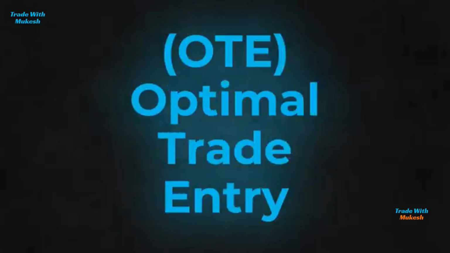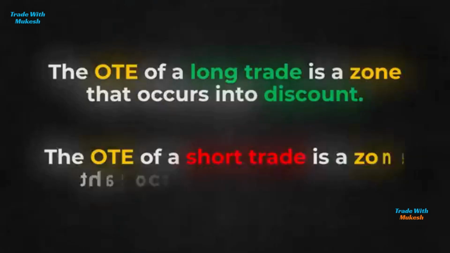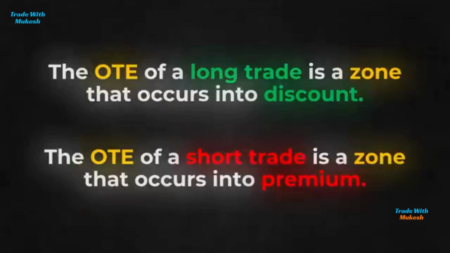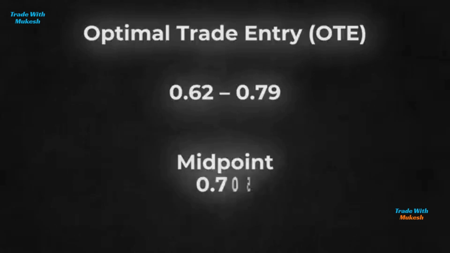The OTE is a specific Fibonacci retracement zone that will fall in the discount zone for a long trade entry or in the premium zone for a short trade entry. This specific Fibonacci retracement zone is from 0.62 to 0.79. The midpoint of this zone, which is 0.705, is also highlighted.